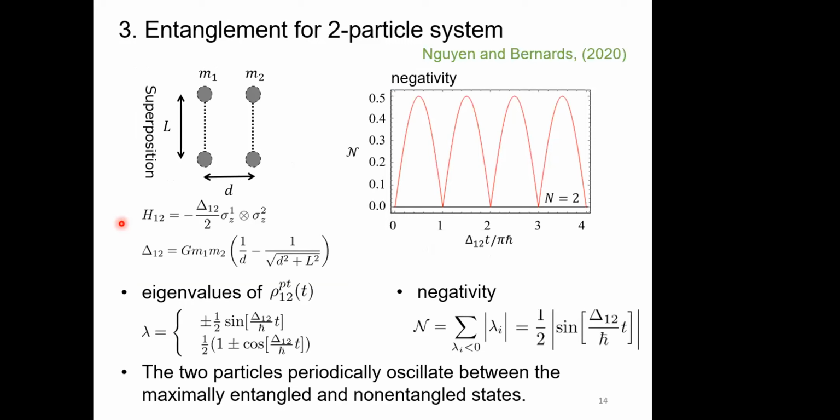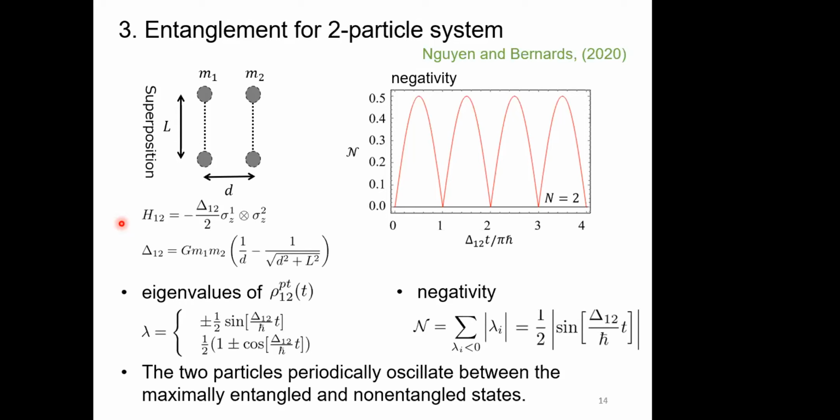Next, I go on to part 3 of my presentation. Discuss the behavior of the entanglement due to gravity. First, this slide shows the evolution of the negativity for the two-particle system. This is the same model adapted in the previous research by Gwen and Barnes.